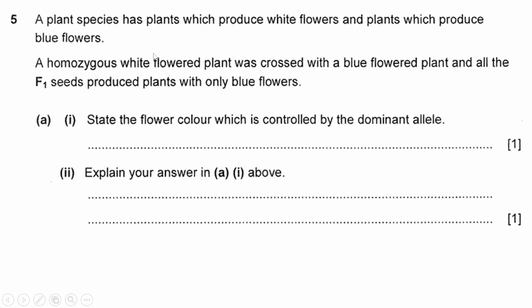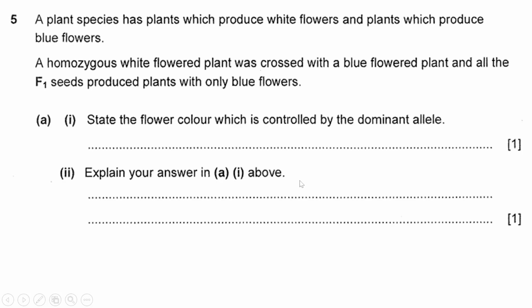A plant species has plants which produce white flowers and plants which produce blue flowers. A homozygous white flowered plant was crossed with a blue flowered plant, and all the F1 seeds produced plants with only blue flowers. (i) State the flower color which is controlled by the dominant allele. (ii) Explain your answer in (i) above.